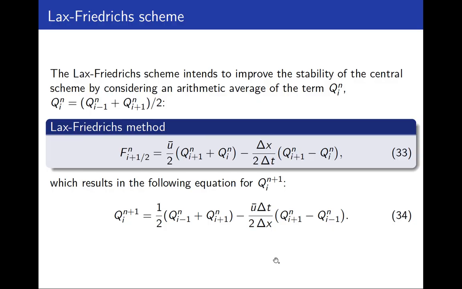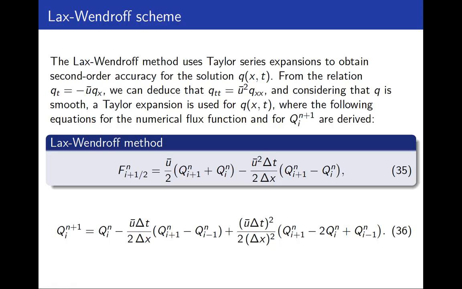Equation 34 is very similar to equation 32, but here we are considering the arithmetic average. So this scheme is slightly more stable compared to the central scheme. Now the Lax-Wendroff scheme. This method is much more stable compared to the other two, because it uses a Taylor series expansion to obtain second order accuracy for the solution Q.